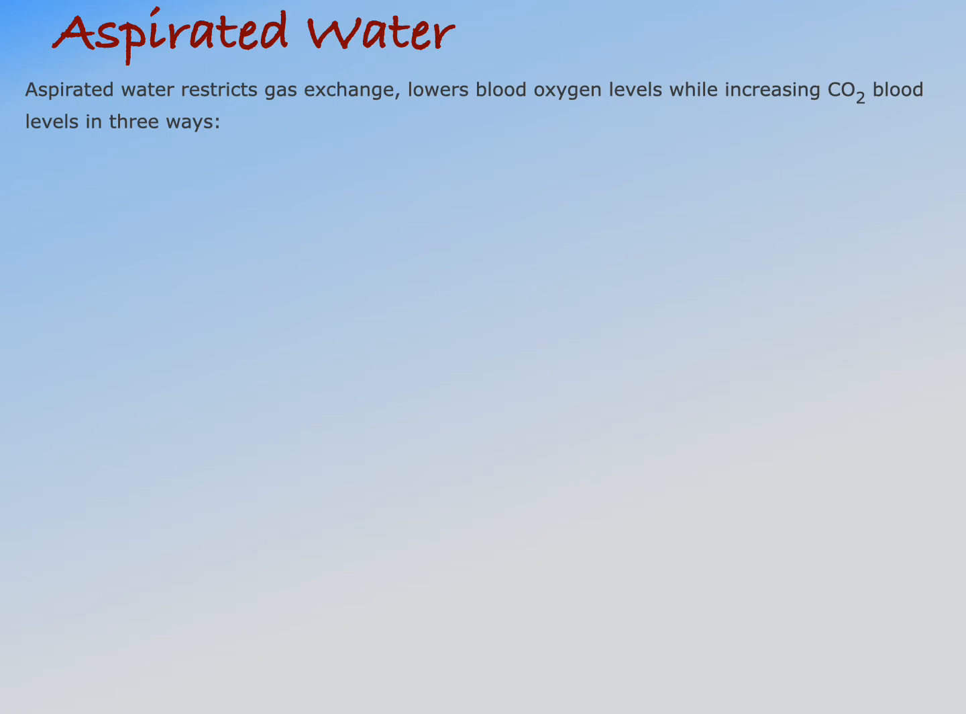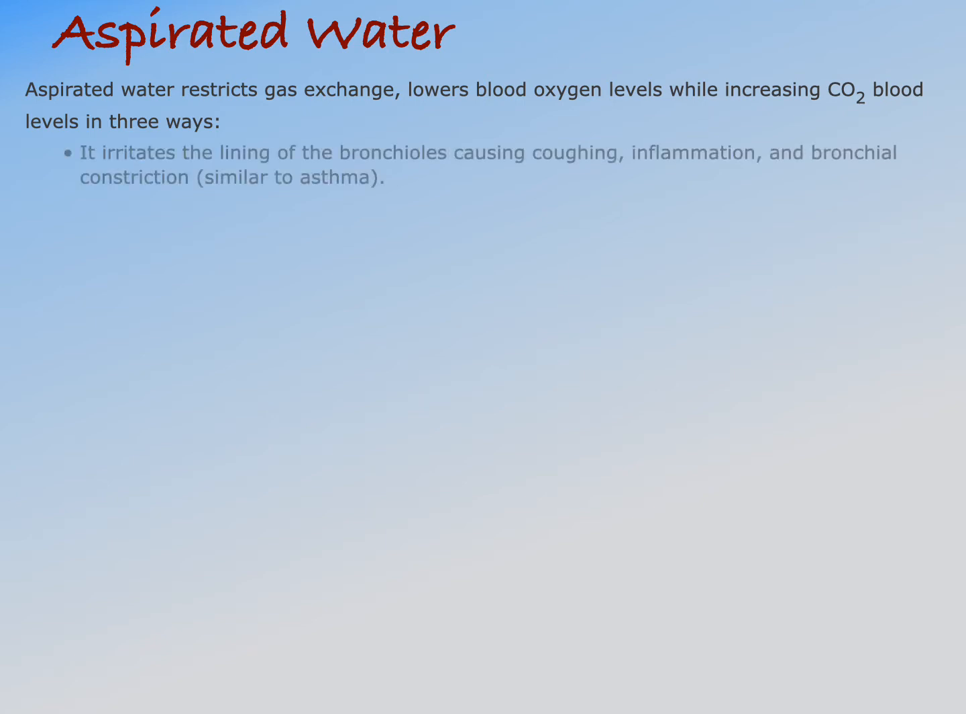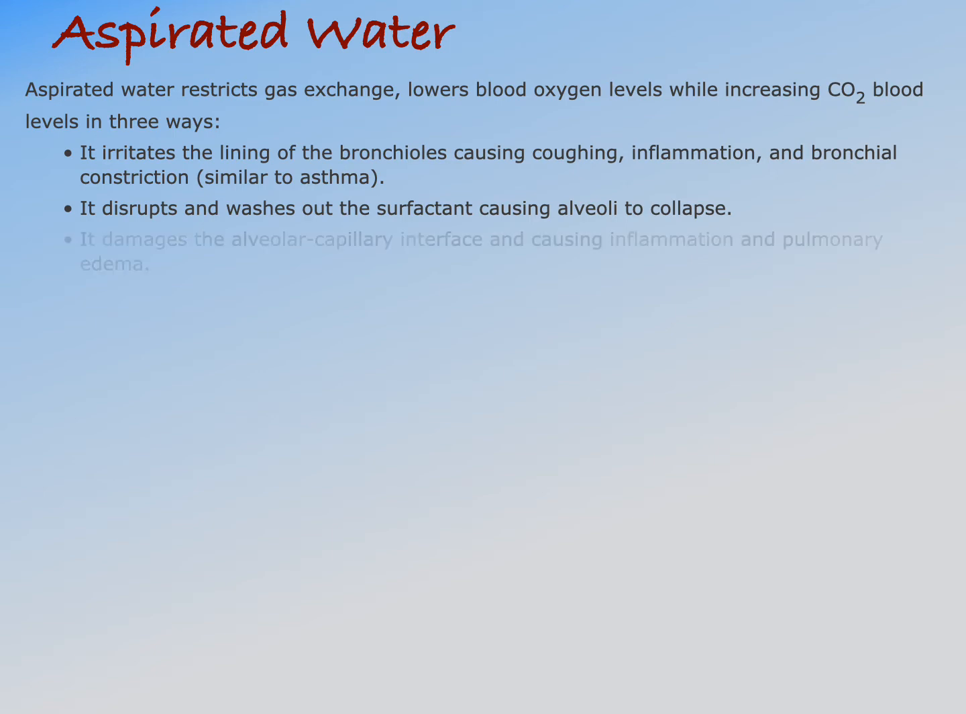So now, with that basis in physiology, we can talk about what happens when people aspirate water. The aspirated water restricts gas exchange. It lowers blood oxygen levels while increasing blood CO2 levels in 3 different ways. It irritates the lining of the bronchioles, causing coughing, inflammation, and bronchial constriction. That's similar to asthma, but not identical. It disrupts and washes out the surfactant, and if you don't have surfactant, the alveoli collapse. It damages the alveolar capillary interface, and it causes inflammation and pulmonary edema.